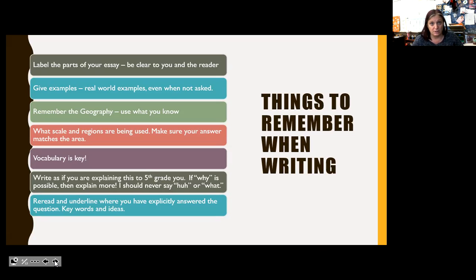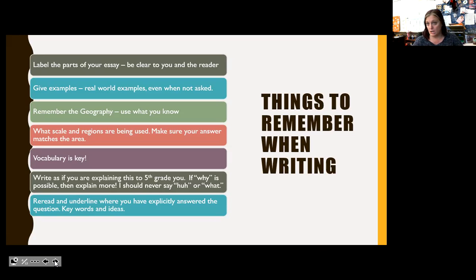Remember your geography. That's what this is all about. Use real-world examples. Pay attention to scale and region. If the test asks about something on the map, a region of the map, then talk about that region. If it leaves it open, then you are free to change your scale. Make sure you're matching what the question is asking. Use your vocabulary.